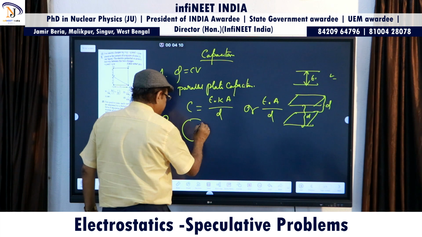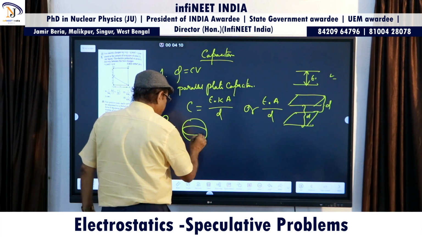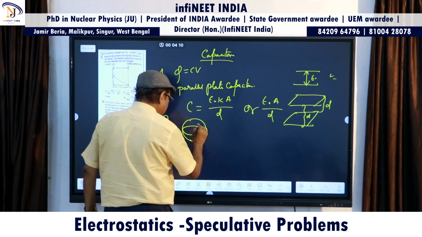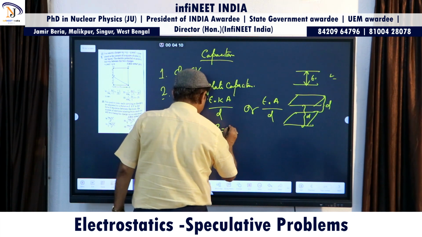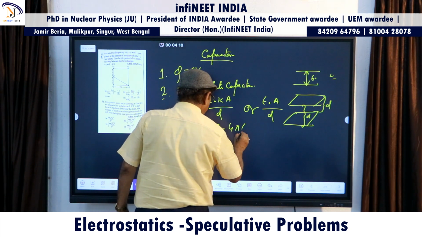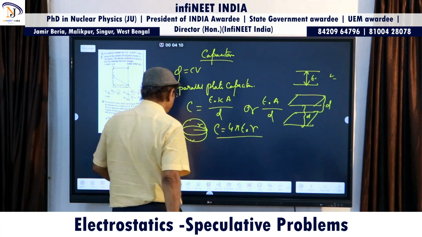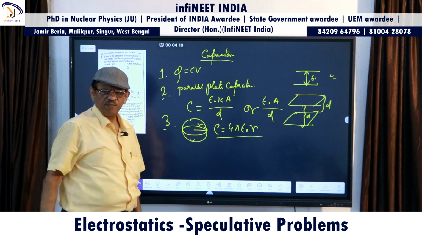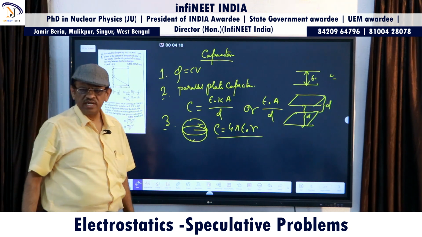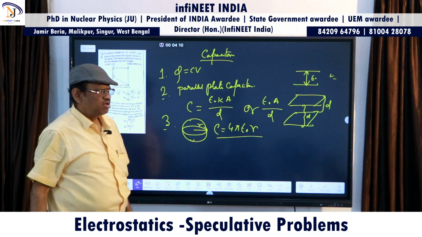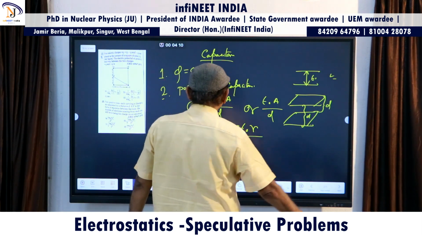and this is a formula for a spherical capacitor. Spherical capacitor, radius is r, and C is nothing but equal to 4 pi epsilon naught r. This is the capacitance for a spherical plate capacitor. Am I clear or not? So these are the basic formulae.